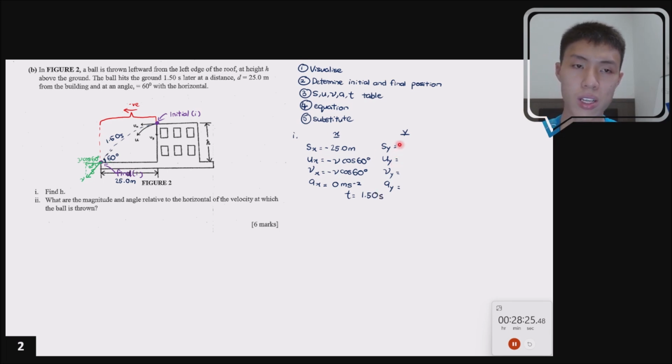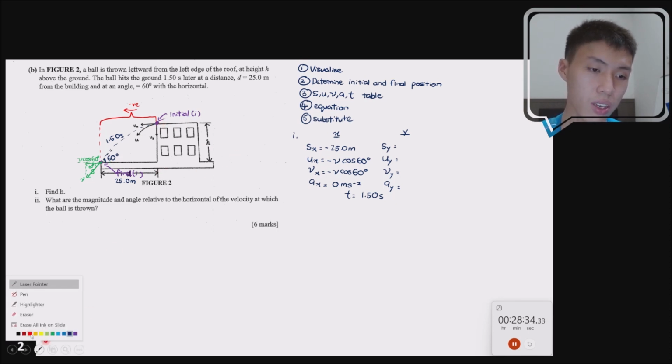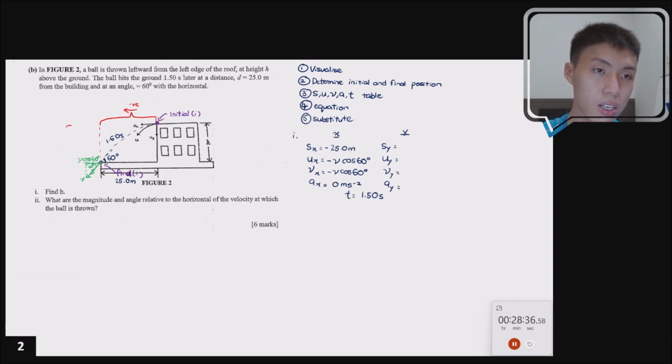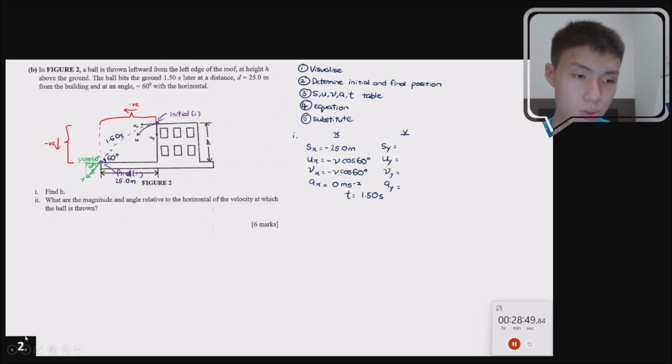For the y component, how much is your displacement in the vertical direction? You go from initial to final, but looking at the vertical component only. So that will be measured from here to here. We know that this is related to the height of the building, but we have to be very aware that this is going down. So this is negative direction as well. So for this one, we have to write it as negative h, not just h. It should be negative h because it's moving downwards.